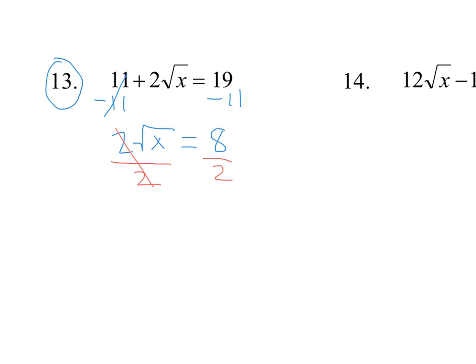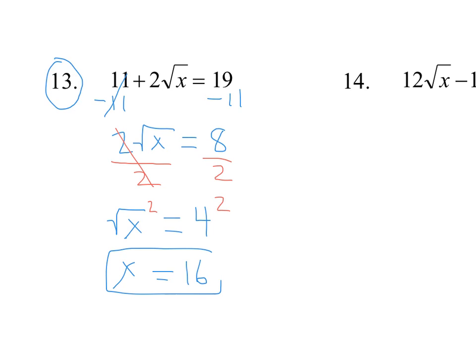The 2's on the left cancel out and leave us with just the square root of x. And 8 divided by 2 is 4. Once we have the radical by itself on the left side, we can square both sides. The square root of x squared is just x. 4 squared is 16. And that is our final answer.